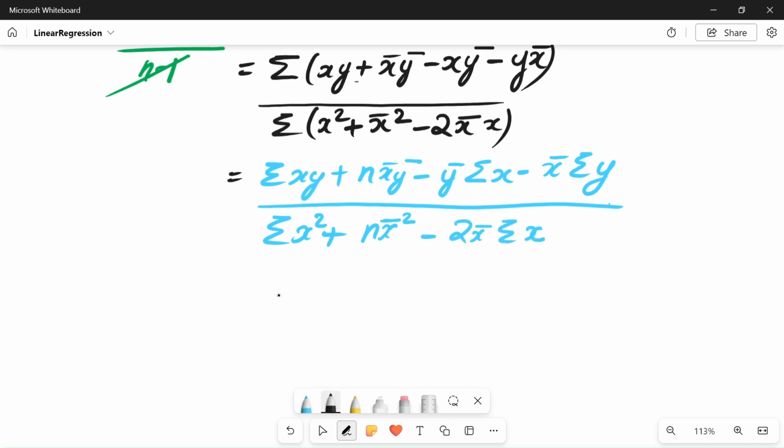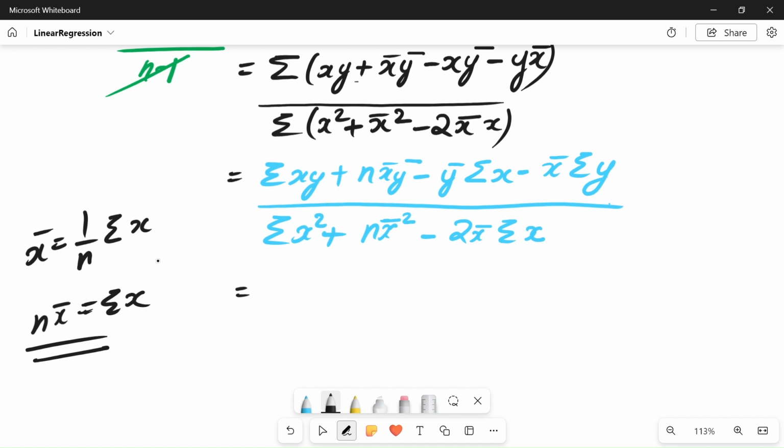Now I hope you are aware of the formula for average, even though there's some discussion about averages that I have to do before we start on the main discussion. But I hope you're familiar that x bar is equal to 1 upon n summation x, xi, whatever it is. So n x bar is equal to summation x, right?